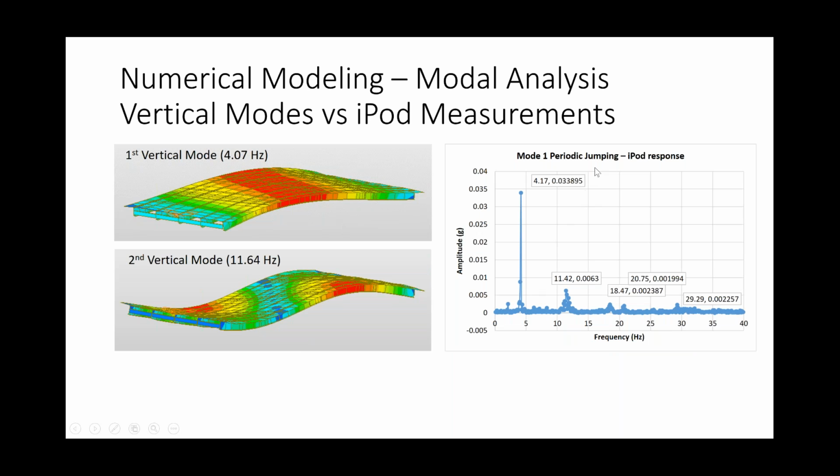We take our team out there, do some periodic jumping on the structure, and measure the response with the iPod. We were able to identify a frequency which looks a lot like this dominant mode. So we measured 4.17, 4.07 in our model is pretty good agreement. Less than 3% difference is significant. We also identified 11.42 as a second mode of vibration, and compared to the 11.64 in the model, looks like pretty good agreement.